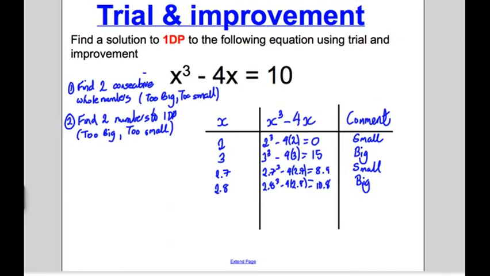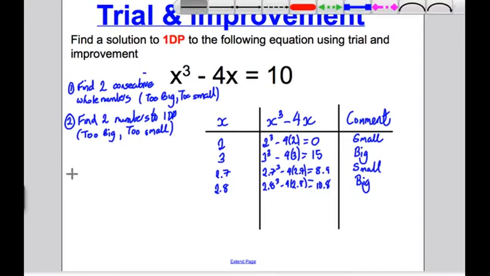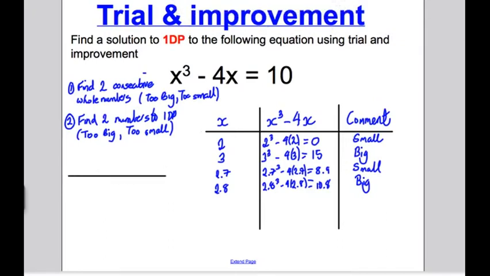Okay, I'm nearly there now with the answer, but I must always do the following thing. I think to myself, I have tried 2.7 and my answer was small. I have tried 2.8 and my answer was big. To double check which of these it's closer to, because I only want my answer to 1 dp, I need to check the number in between, which is 2.75. So I must always do this check. There's always a mark for this.